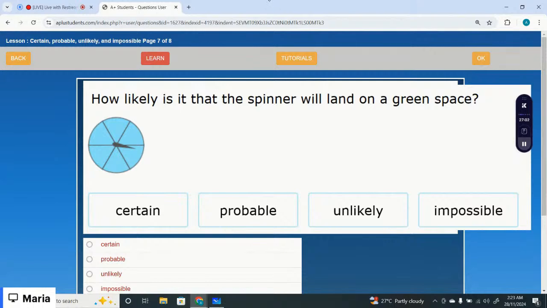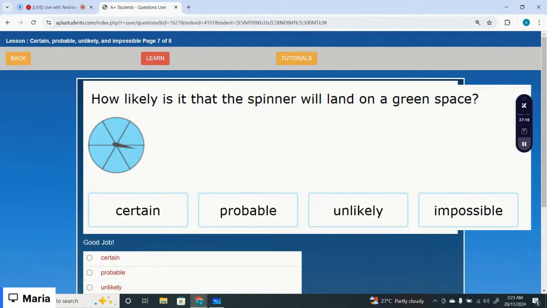How likely is it that the spinner will land on a green space? That is impossible. The last option is the correct option.